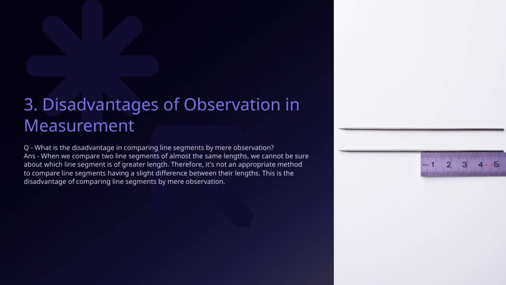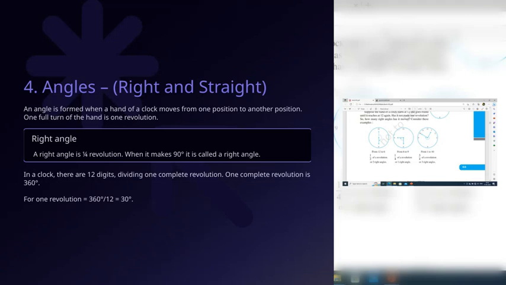This is an important point because it highlights the limitations of measurement by sight, especially when precision is needed. It reminds us that for accurate measurement, especially with similar lengths, we need more precise tools or methods rather than just our eyes. This ties back to the overall theme of understanding the best ways to measure accurately in different scenarios. Let's talk about angles, specifically right and straight angles.